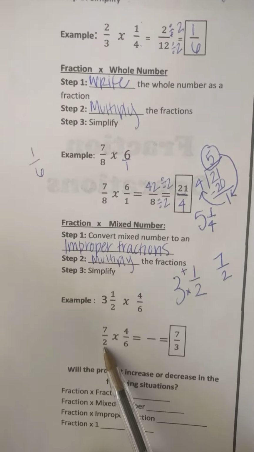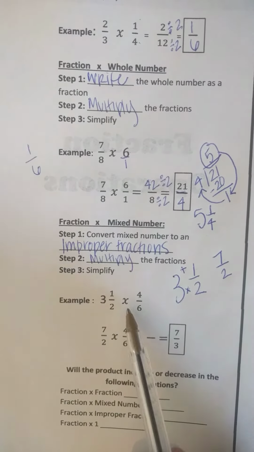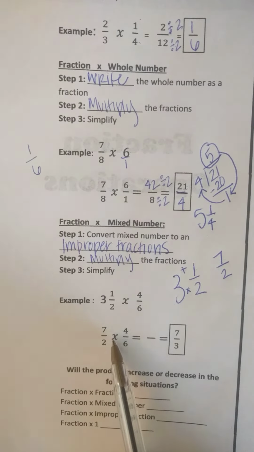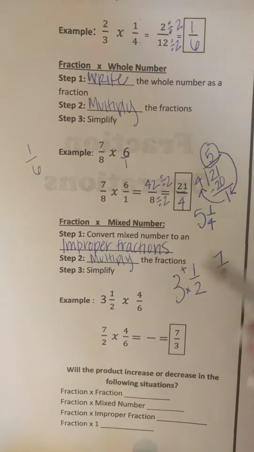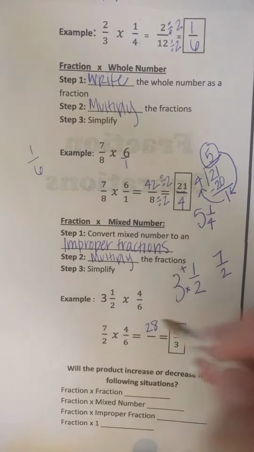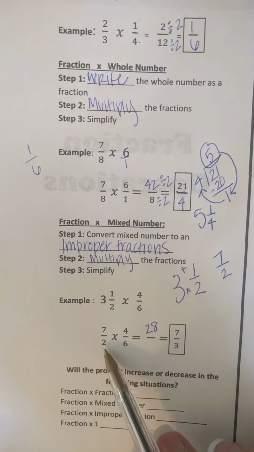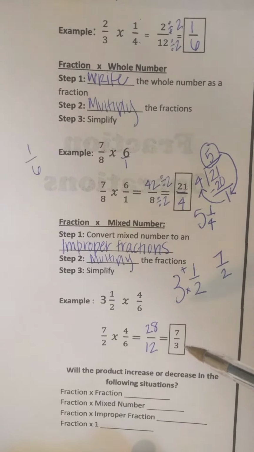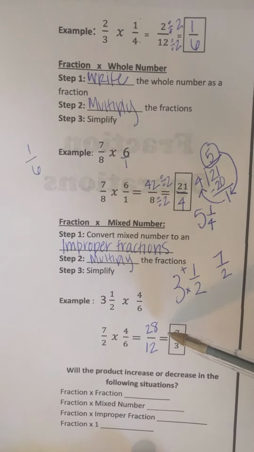So you have 7 halves times 4/6. Remember, to multiply fractions, it's top times top, so 7 times 4 is 28, and bottom times bottom, so 2 times 6 is 12. Now I must always simplify. This fraction's already simplified for us, but let's figure out how we got there. 28 divided by what is 7?